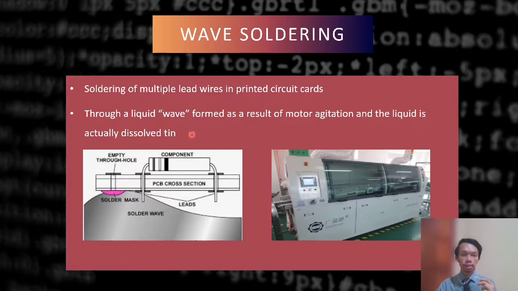This soldering is done through a liquid wave formed as a result of motor agitation, and the liquid is actually dissolved tin. As you can see in the picture on the left side, the grey region is a solder wave, where the movement of the solder is in wave form, and on the right side is a wave soldering machine.